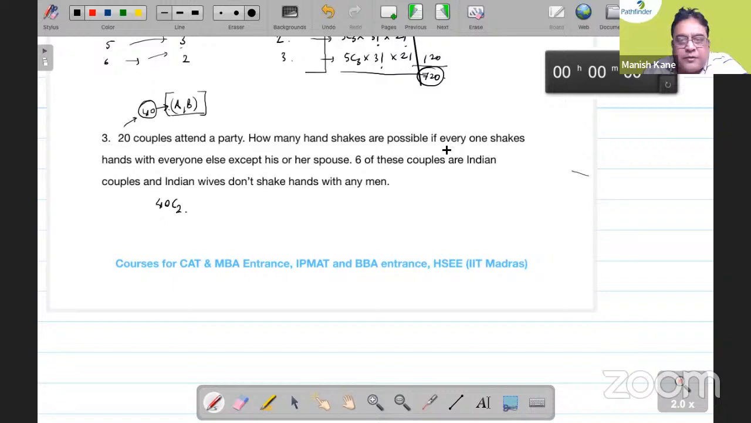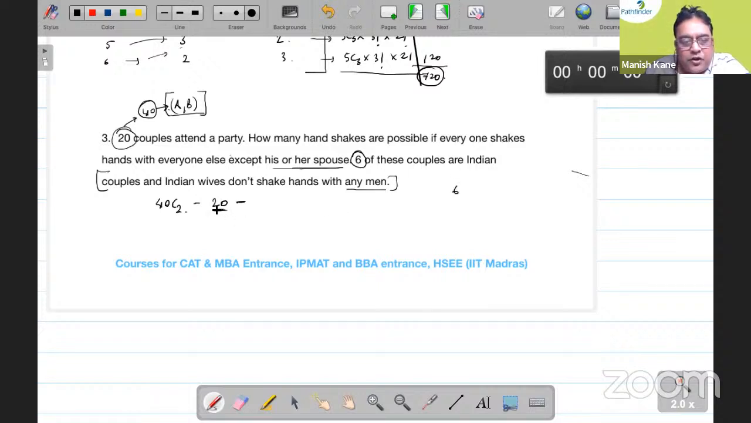But see, there are some constraints that husband and wife did not shake hands. Now, if there are 20 couples, it means there are 20 husband-wives, and these 20 people did not shake hands with each other. So you will have to subtract 20 from this list. And 6 of these couples are Indian couples, and Indian wives don't shake hands with any men. I think this is an old-fashioned question, but still, Indian wives don't shake hands with any men. So there are 6 wives.